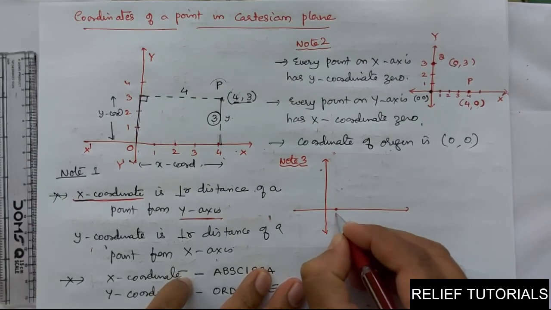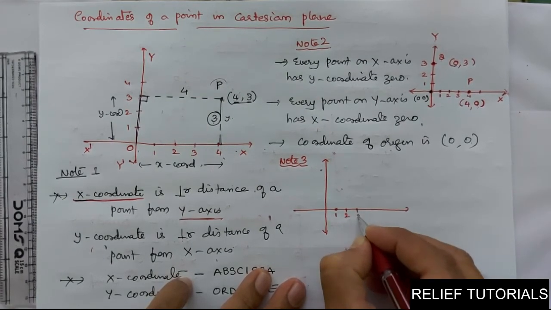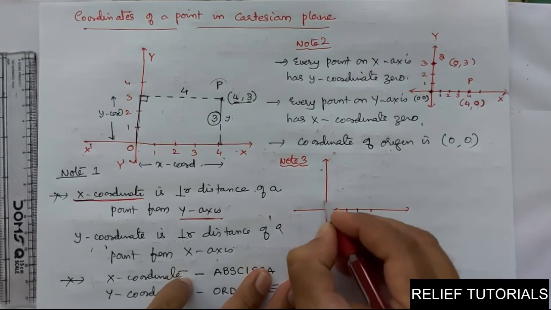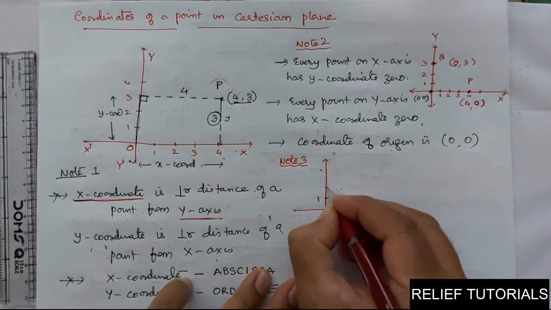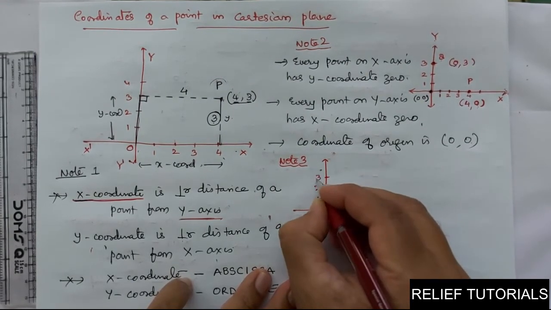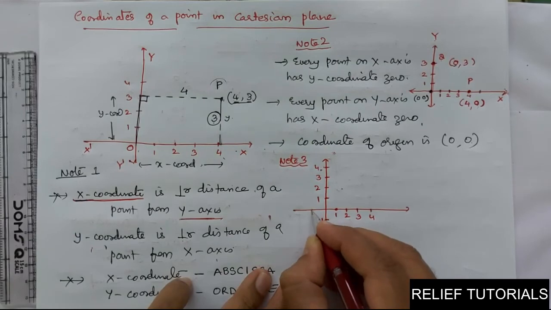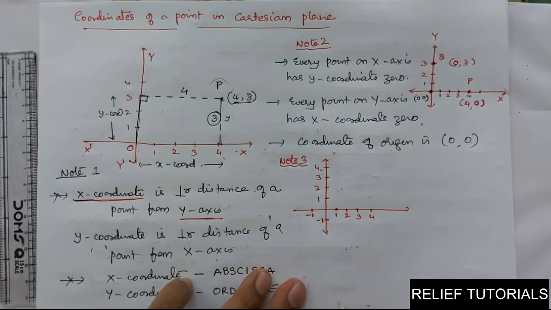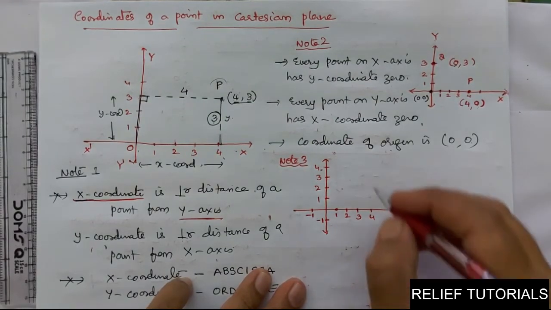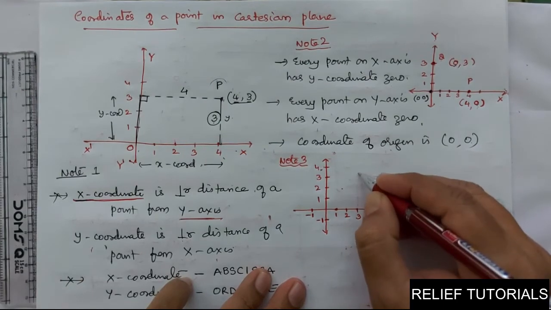So this is 1, this is 2, this is 3, 4, and 1, 2, 3, 4, and minus 1, here also minus 1.